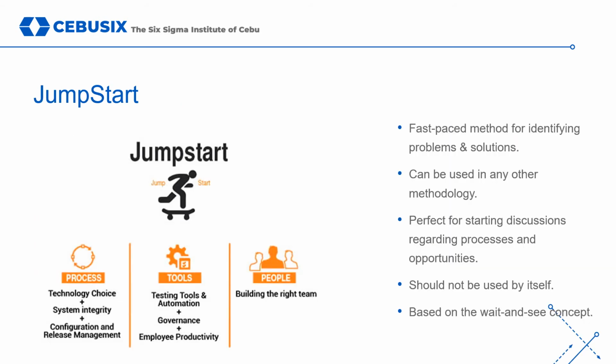JumpStart differs from the other programs and methods we have discussed so far, in that it is a fast paced method for identifying problems and solutions in a single session. JumpStart can be used within almost all of the other methods we have already covered as a way to spark discussion regarding processes or to identify possible solutions. It can also be used as a management tool for helping teams come to tenable solutions outside of project environments or in the absence of project resources.